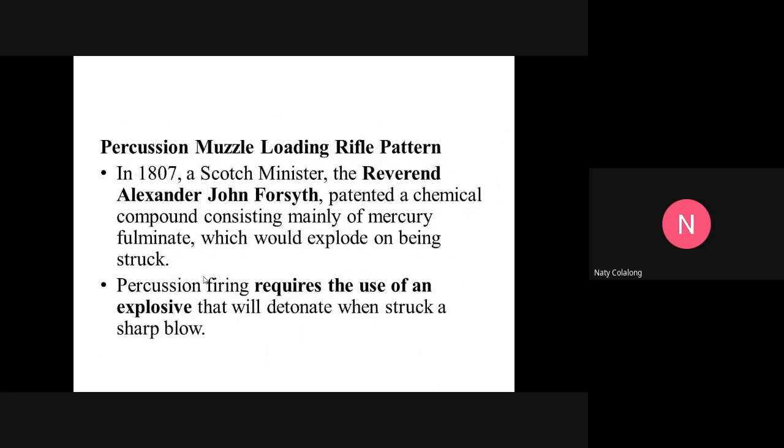Then we have the percussion muzzle loading rifle pattern. In 1807, the Scots minister, the Reverend Alexander John Forsyth, patented a chemical compound consisting mainly of mercury fulminate, which would explode on being struck. Percussion firing requires the use of an explosive that will detonate when struck a sharp blow.